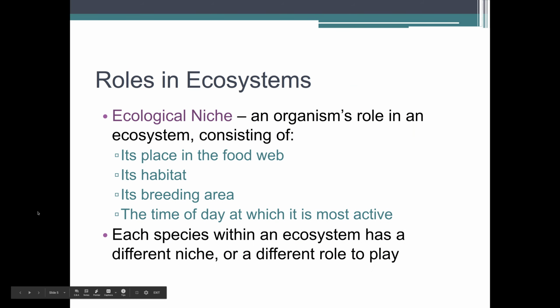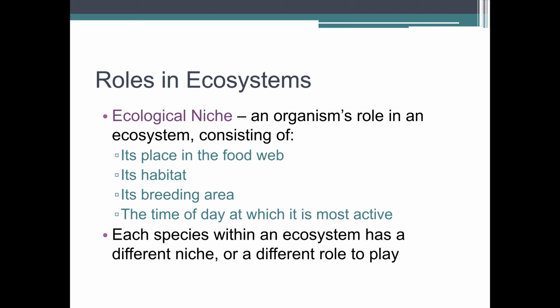Okay, their roles in the ecosystem. So the role, almost like a job, is what we call the ecological niche. So it's an organism's role in the ecosystem. It consists of a couple different things. Okay, so its place in the food web, so what it eats and what eats it. Its habitat, okay, where it lives.